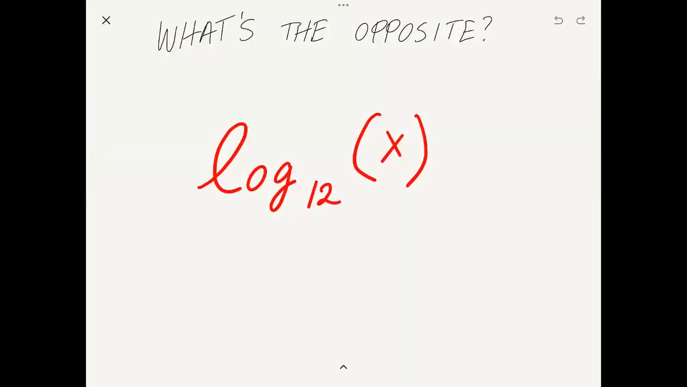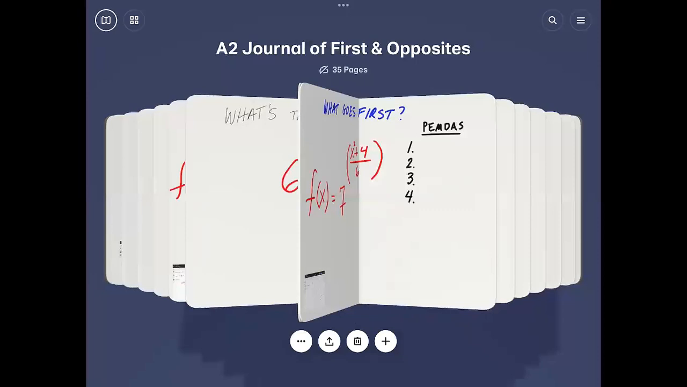All right, so this is log of x base 12. So if I was trying to find the inverse of that, I would do 12 to the x power. That's the inverse of that. So if we did these two functions and we graph the composite, it would give us y equals x. All right, let's go to another one.